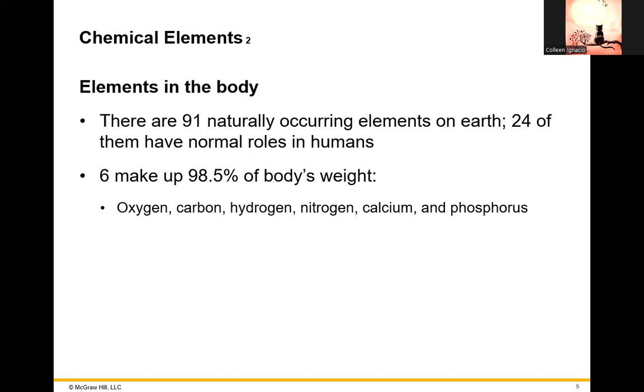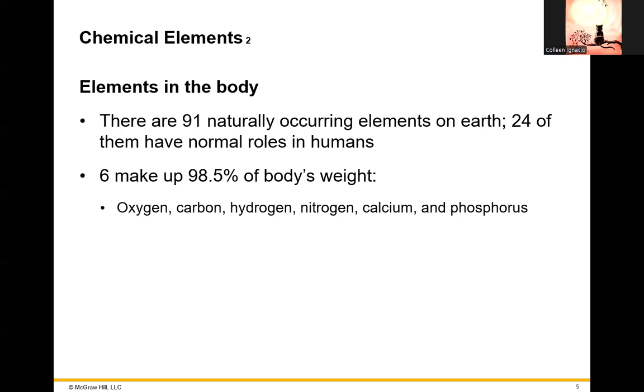So there are elements in the body, and there are about 91 naturally occurring elements on Earth, and 24 of them have normal roles in humans. Now, the other elements that don't necessarily occur naturally or in nature are usually synthesized or made by scientists. So 6% of these elements make up 98% of the body's weight. So again, 24 of these elements from the periodic table really have an important part in human life.